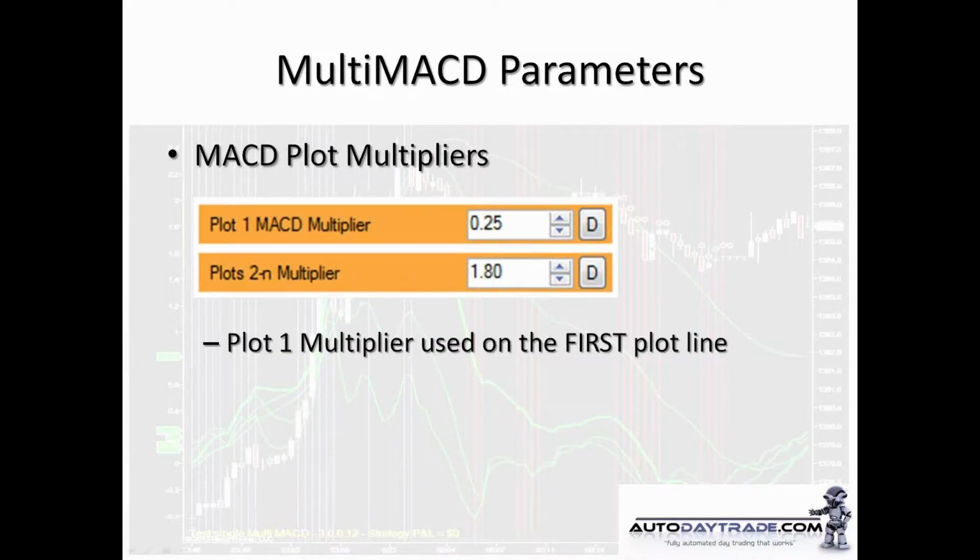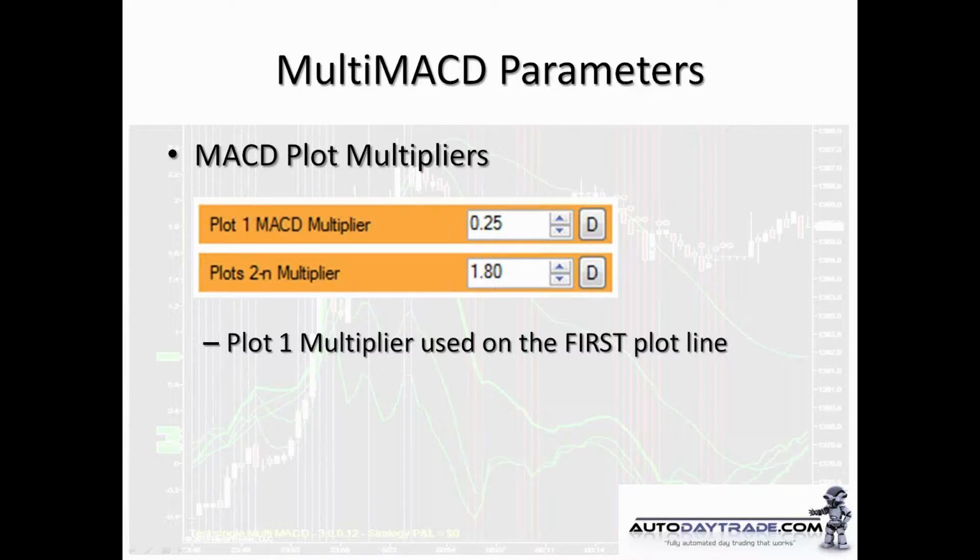This is the heart of AutoDayTrade.com's MultiMACD Indicator. Here's where you define the MACD plot lines that eventually work together to form a trade trigger decision. The plot 1 MACD multiplier is used in creating the first plot line. The multiplier is applied to the fast, slow, and smooth MACD parameters. Remember that those parameters are specified in bars.